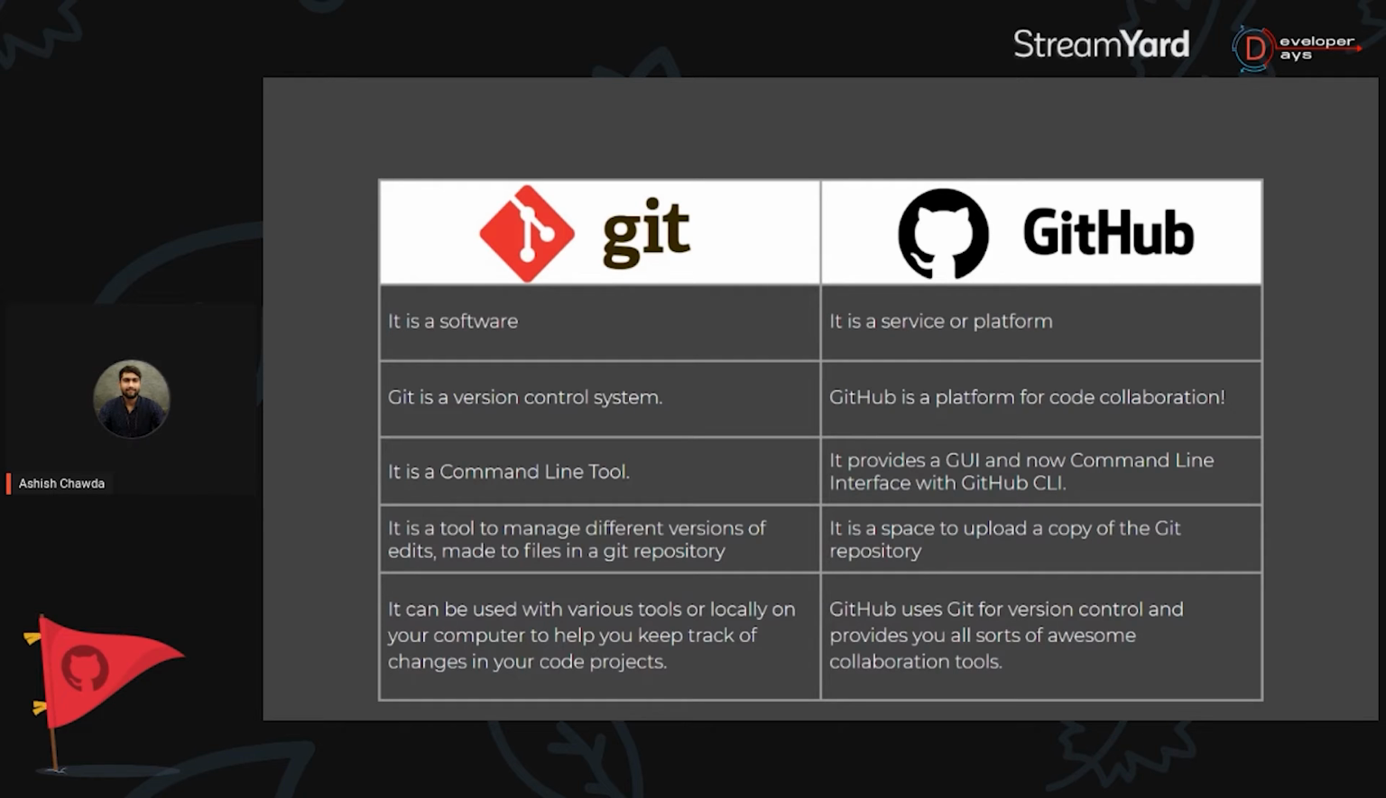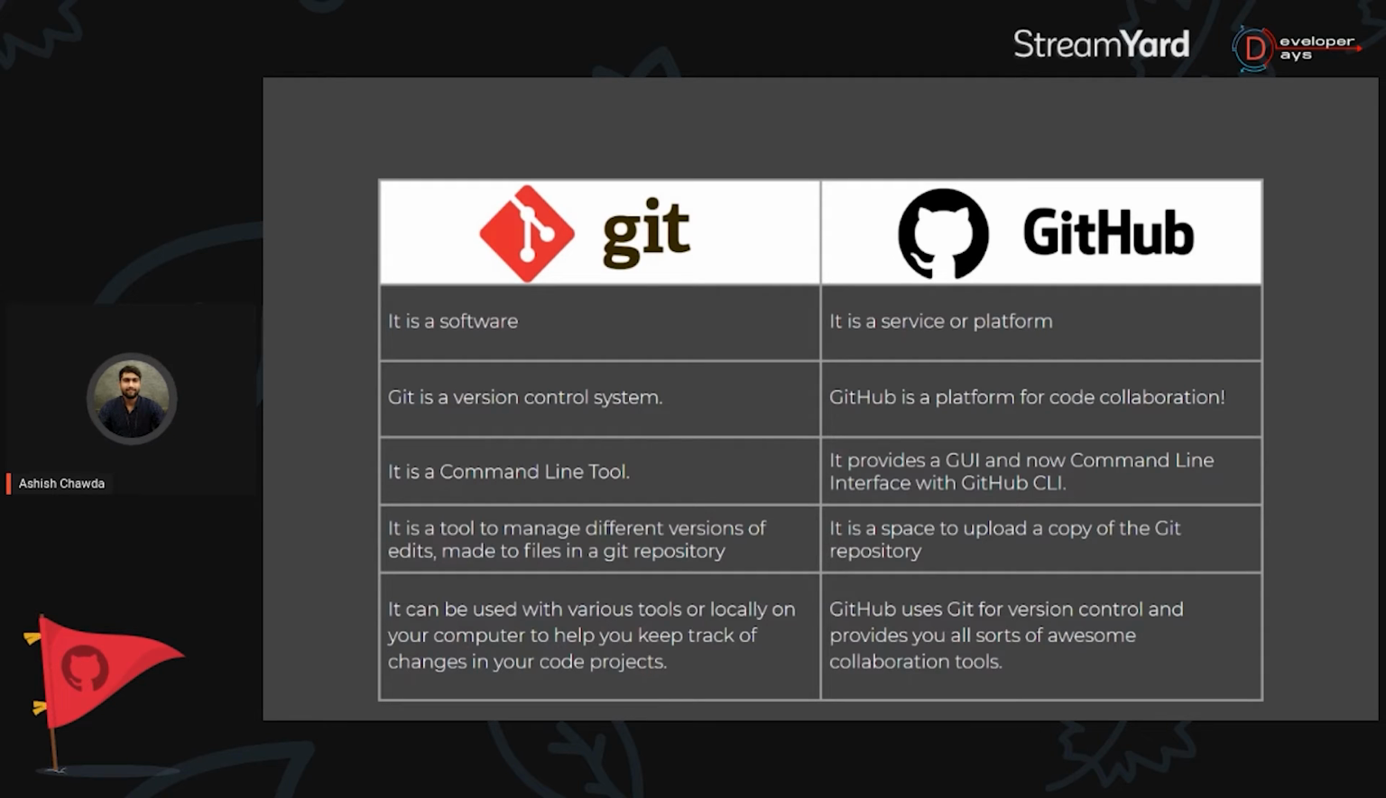Git is a software, it is a version control system, it helps us track the changes in our files. But GitHub, you can say it is a service or a platform, and we use it for code collaboration. We'll discuss what the code collaboration part really means. And Git is a command line tool basically. There are GUI versions also, but software developers prefer the command line.